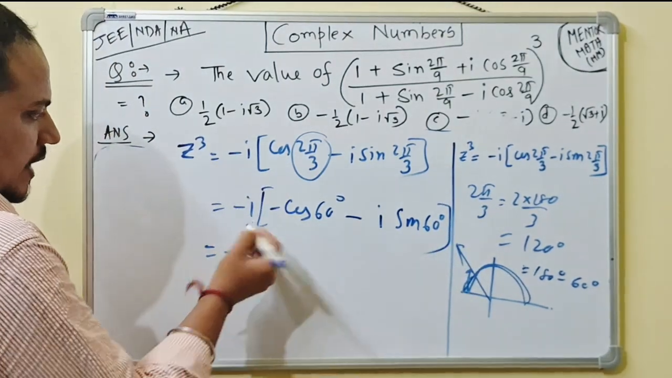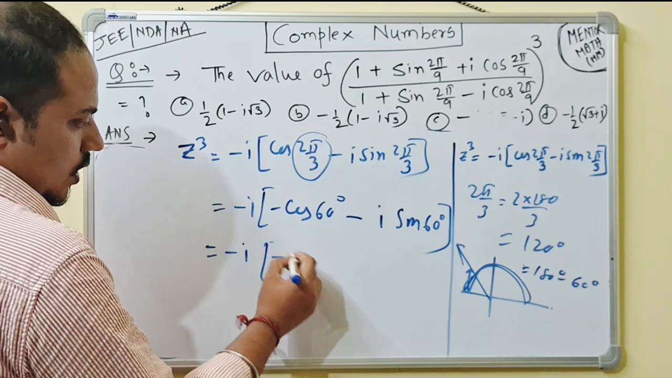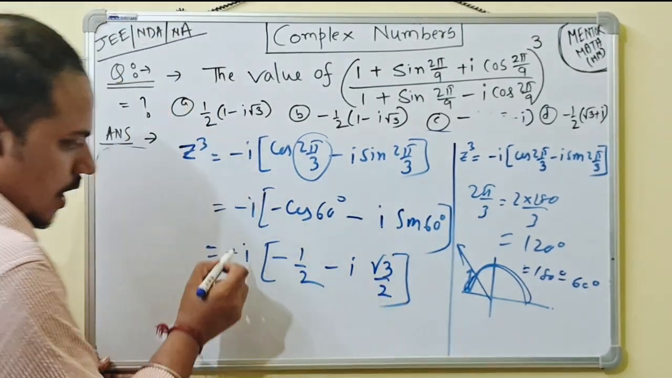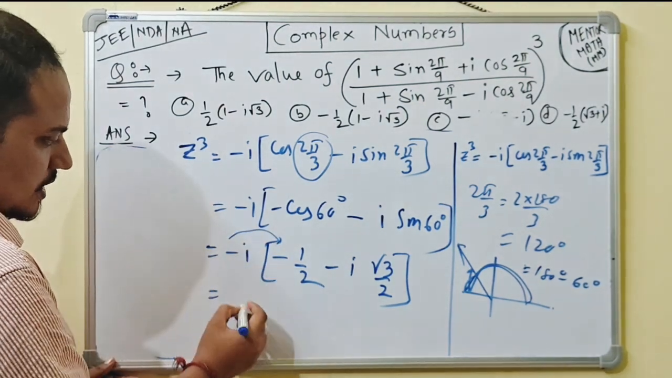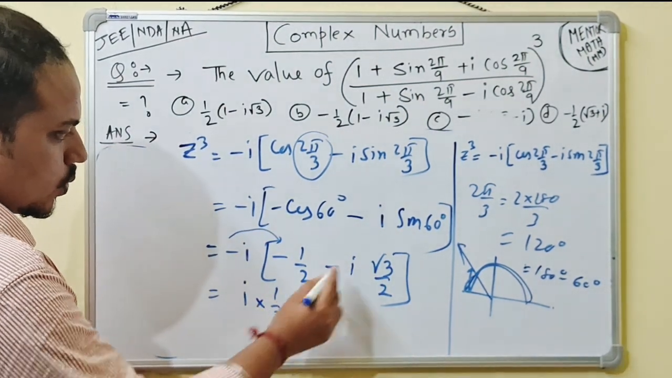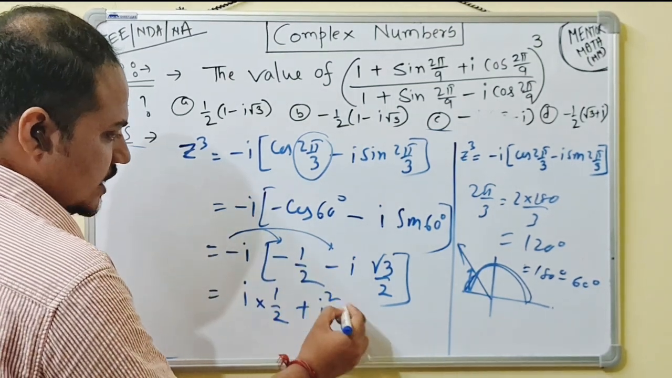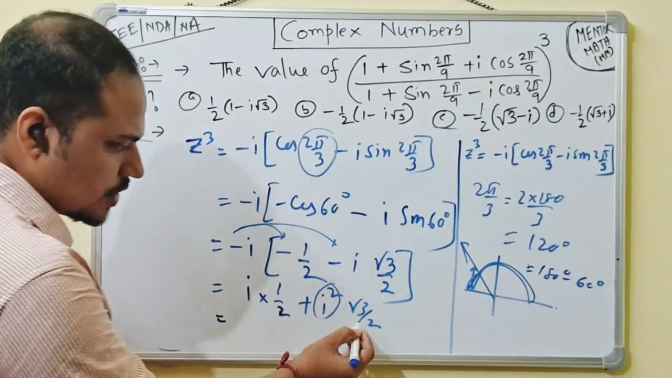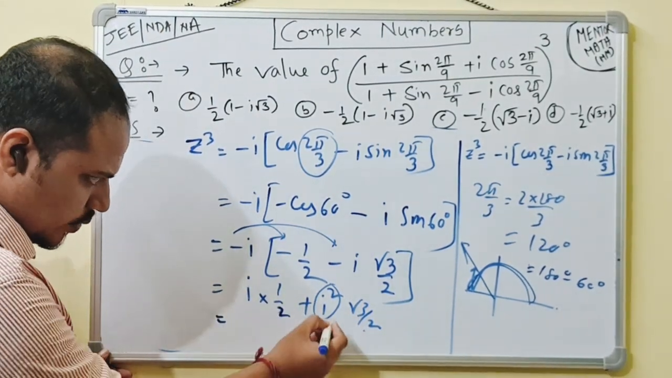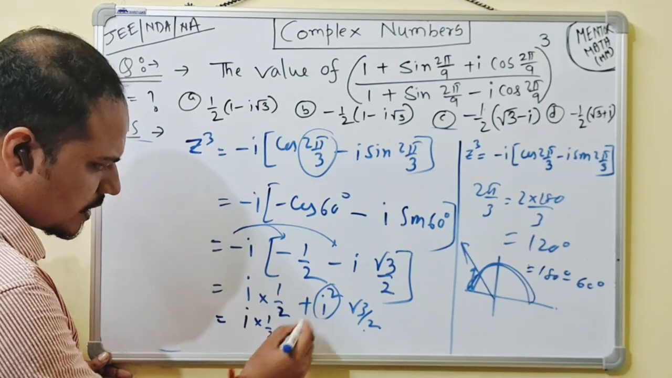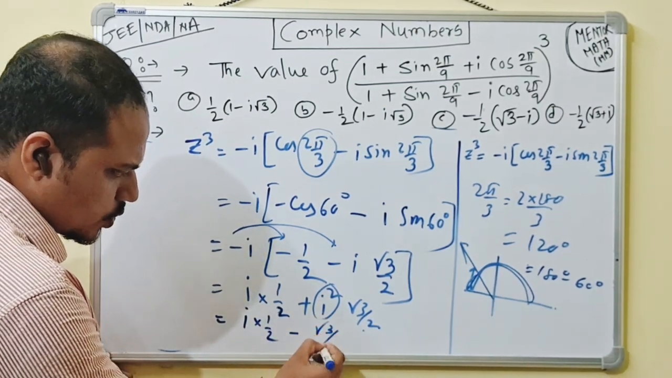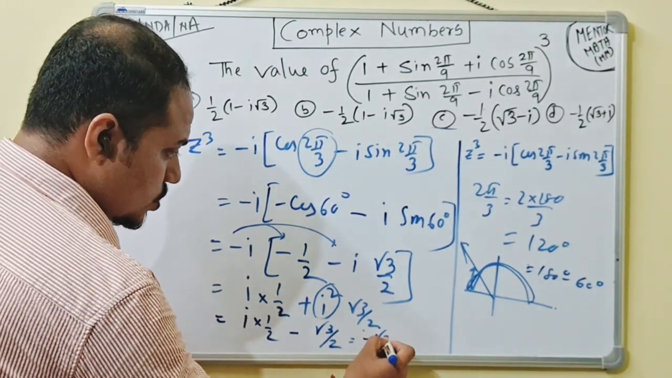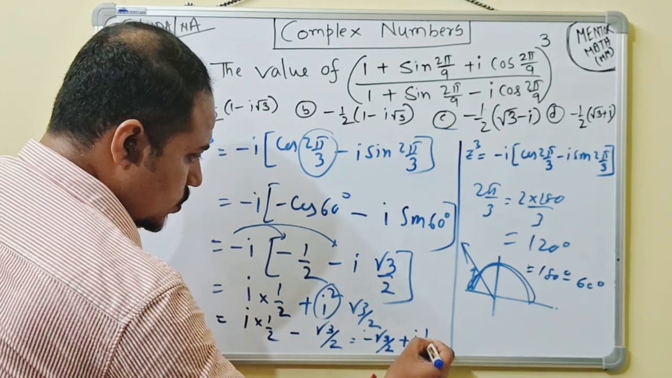Okay, now coming to your form, so minus I into minus of cos 60 is your half, and minus I sine 60 is your root 3 by 2. Now multiply by minus I, so you get plus I into 1 by 2, and again plus I square into root 3 by 2. And you know that I square value is minus 1, you can put here. So I into 1 by 2, I square is minus 1, root 3 by 2, and you can also write it that way, that is your minus root 3 by 2 plus I into 1 by 2.